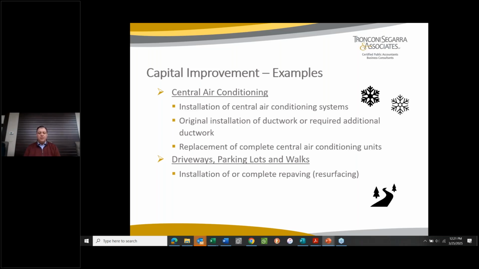And then we also had driveways, parking lots, and walks on here. The installation or a complete repaving, a resurface of a parking lot, for example, that's going to be considered a capital improvement. The original striping of a parking lot would be considered a capital improvement, but if a couple years later a parking lot needs to be restriped, then that's always going to be a taxable repair and maintenance. And the same thing with the air conditioning. It has to be through the wall. If it's a through the wall unit, exempt. If it's just a window unit, that's just got to be a taxable installation, a TPP, because you can just remove that pretty easily, if you need to.